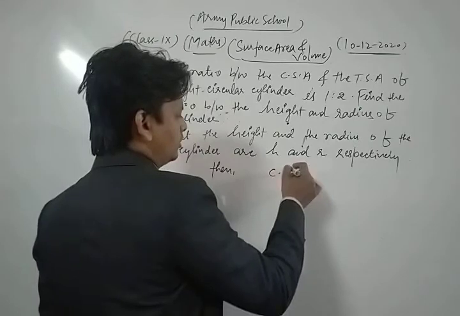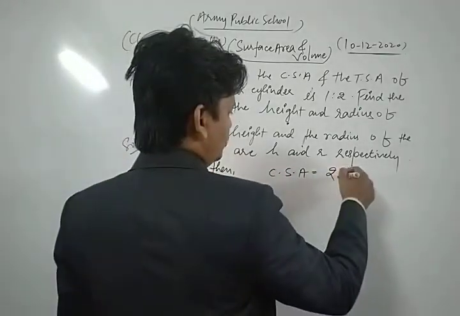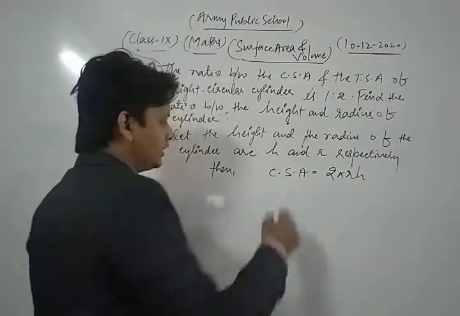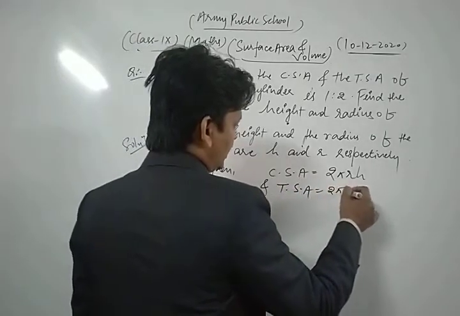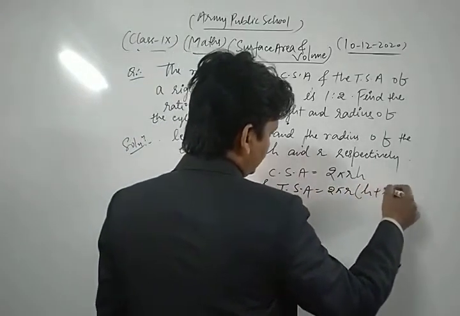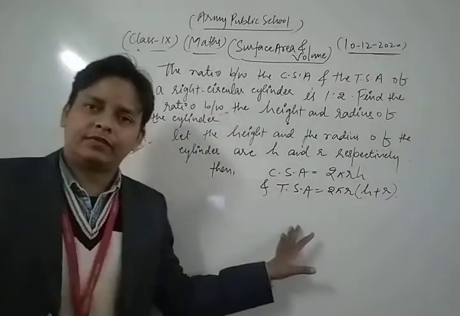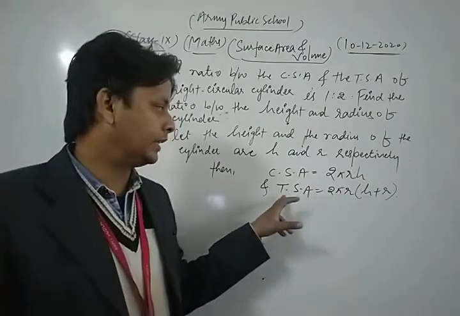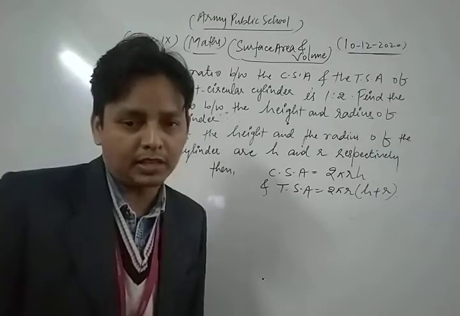Then dear student, its curved surface area is what? You know that it is 2 pi RH. And its total surface area is what? 2 pi R in bracket H plus R. This is the formula: the curved surface area of the cylinder is 2 pi RH, and the total surface area of the cylinder is 2 pi R (H plus R).